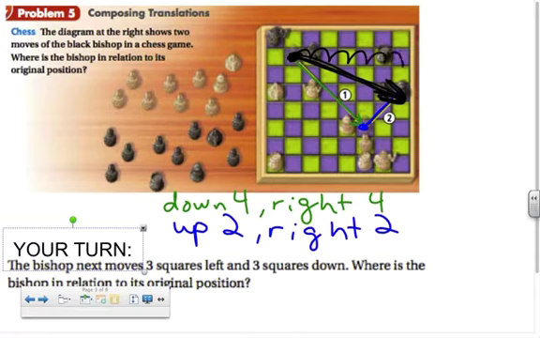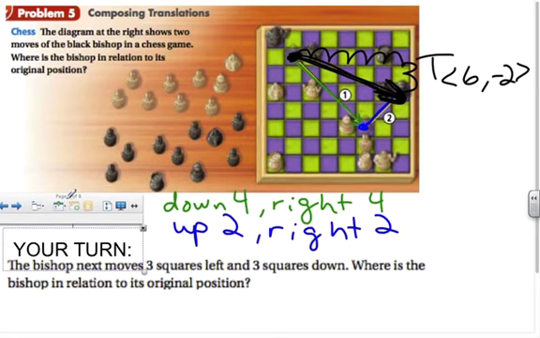So if I was to write a translation rule, since I'm moving right 6 spaces, my horizontal shift is 6. And from there, I'm down 2 spaces, and down is a negative direction. That's it. That's what they're asking you for. In the your turn, they say his next move is 3 squares left and 3 squares down.